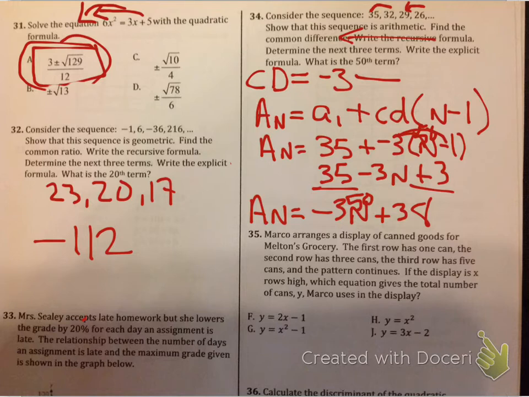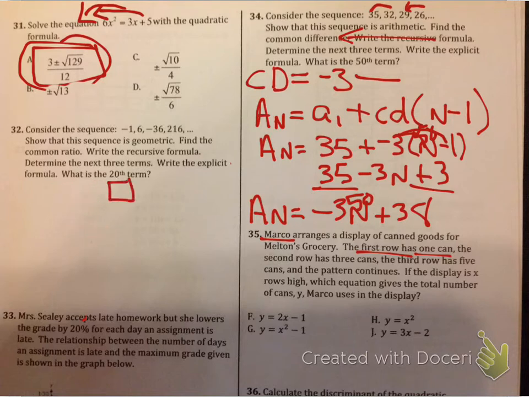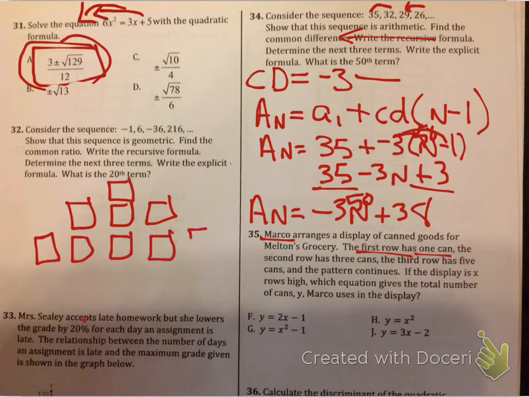Number 35, then on the next slide I'll look at this. First row has 1 can, so let's draw this out. Yes, we can draw it out, don't worry. So 1 can. Then the next row has 3 cans. 1, 2, 3. The next row has 5 cans. 3, 4, 5. And so on and so forth. The pattern continues. Notice the question asks what's the total.